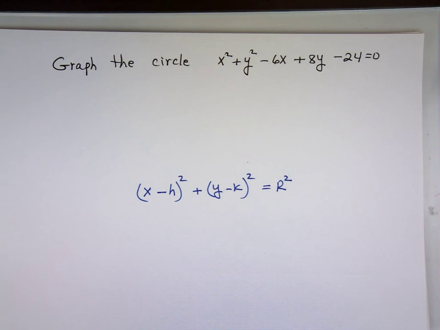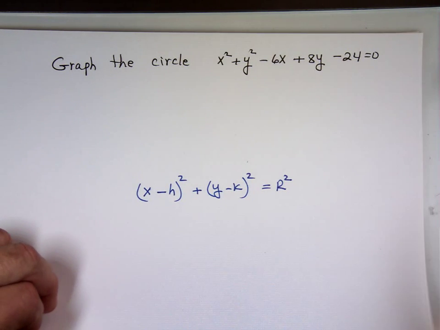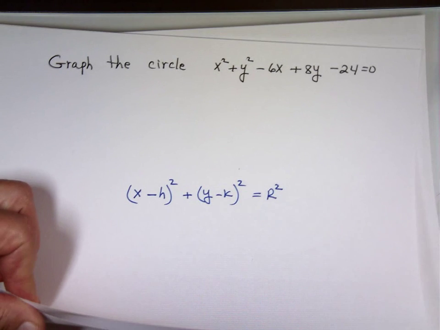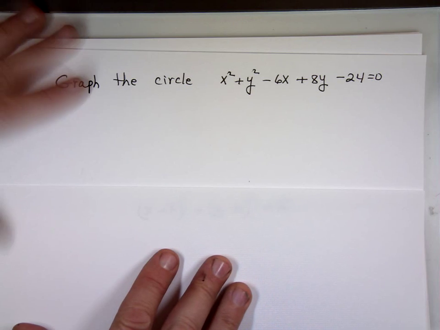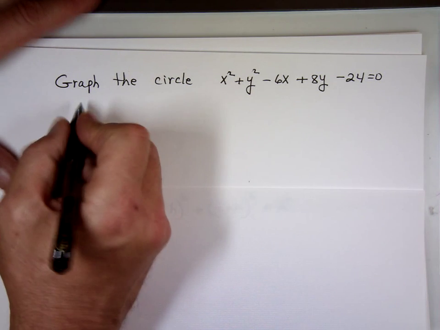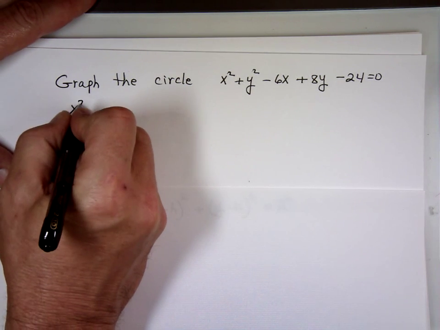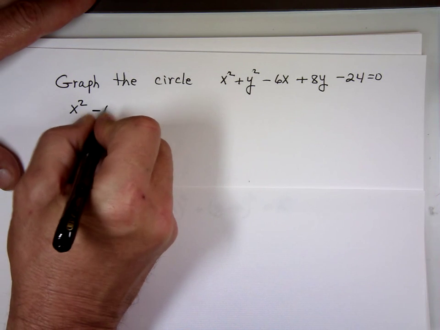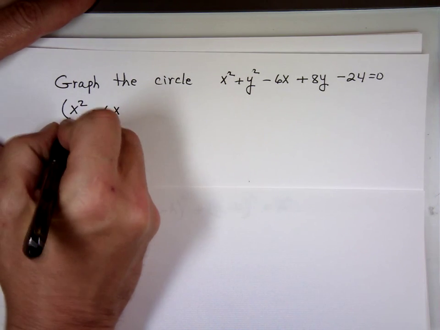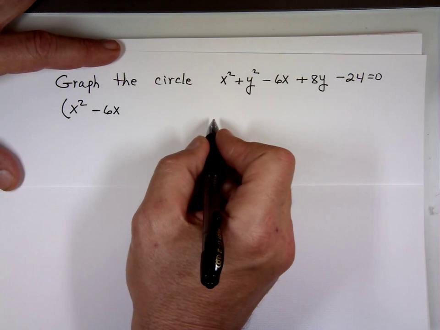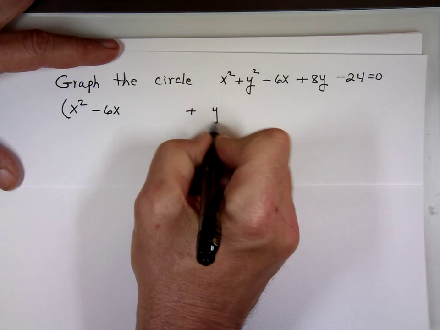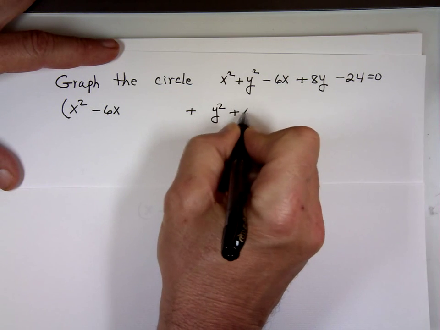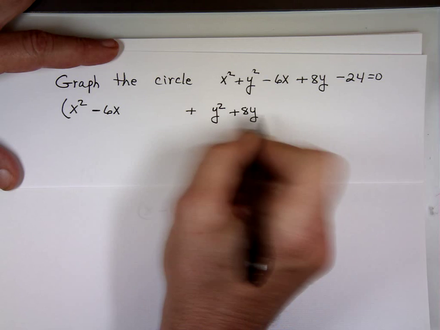Well, the first thing I'm going to do is move the negative 24 to the right side. Just make it easy on me. Let me cover this now. And the other thing I'm going to do, I'm going to put the x's next to each other. Here's the negative 6x. I'm leaving a space. I'll explain why I'm leaving a space. Plus y squared plus 8y. I'm putting the x's next to each other, the y's next to each other with the space between them.